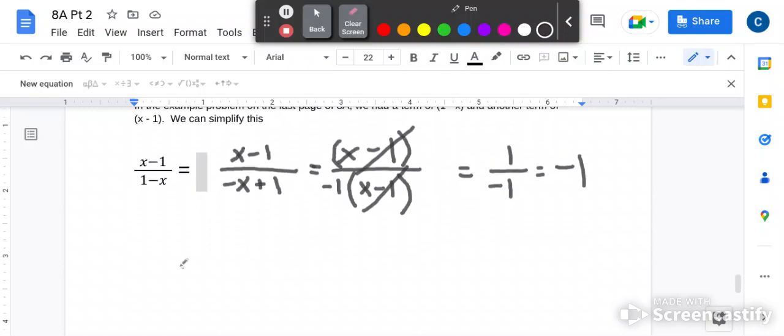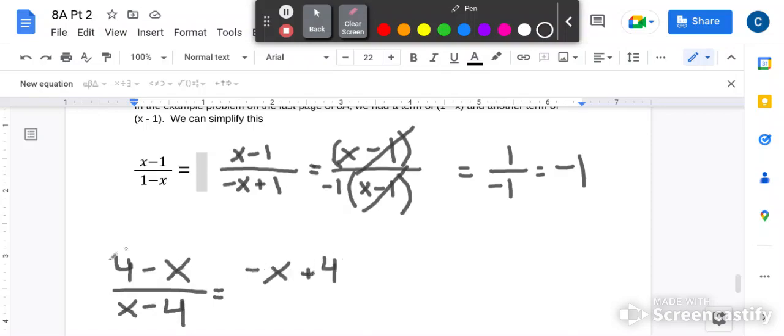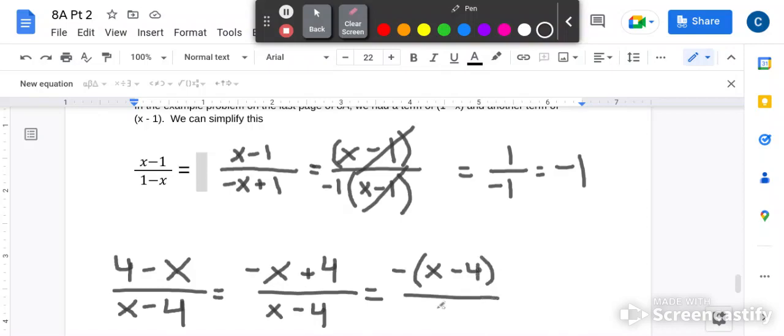If you want to see another example, let's say we have 4 minus x over x minus 4, or something like that. Just as a quick example here, we can rewrite 4 minus x as negative x plus 4. It's the same thing, we're just moving the x in front of the 4. Now we can factor out the negative from this, leaving x minus 4 there. So we really factor out a negative 1, and those go away and we're left with negative 1.